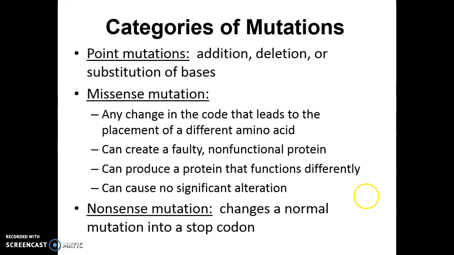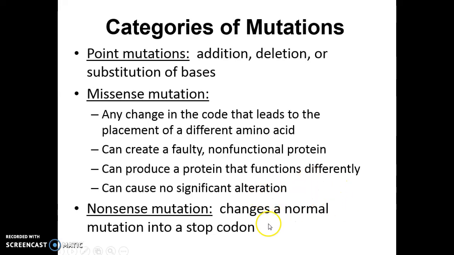And then another outcome of a missense mutation is that even if a different amino acid is added to the protein sequence, it may not actually affect the protein at all. And so it can also cause no significant alteration. So it's kind of a luck of the draw, really. If you have a mutation, does it do anything? Does it not do anything?